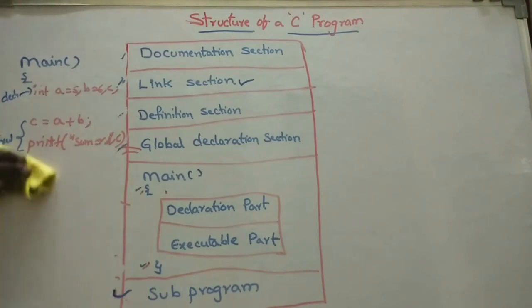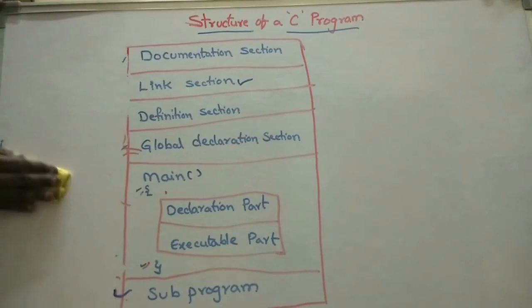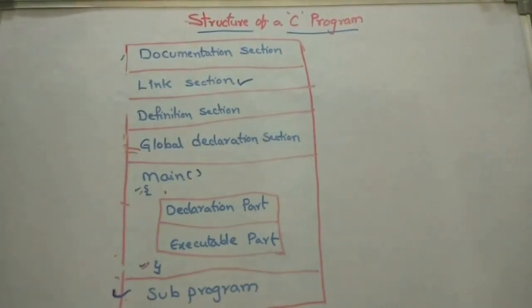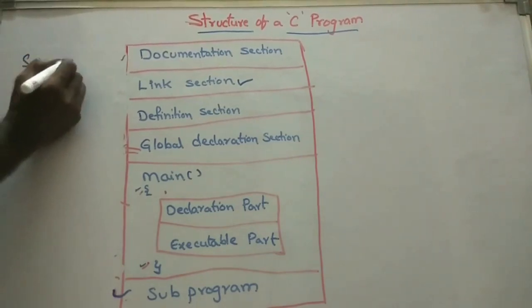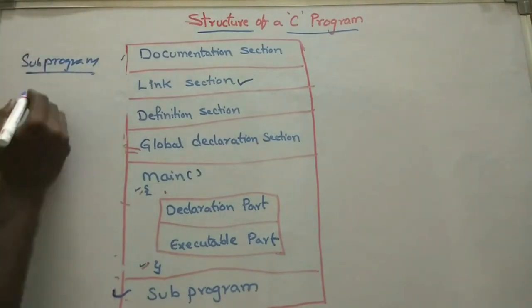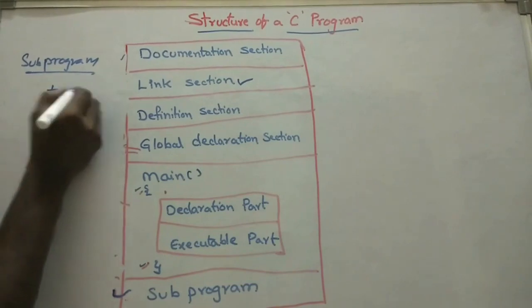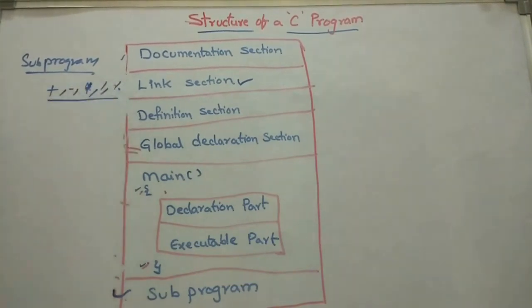What is meant by the subprogram section? If there is one big problem, in the subprogram section that problem is divided into n number of subproblems. For example, suppose I have to perform all the arithmetic operations: addition, subtraction, multiplication, division, or modular division. Suppose let us assume it is a big problem.